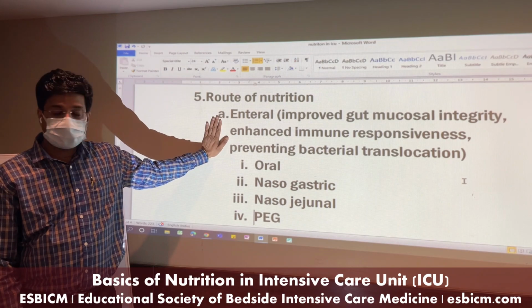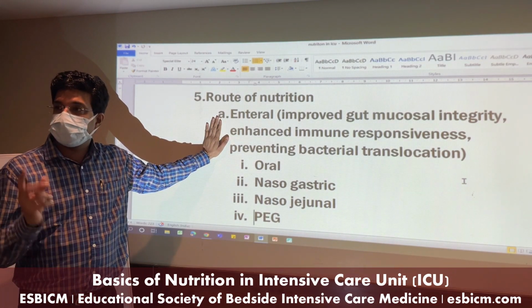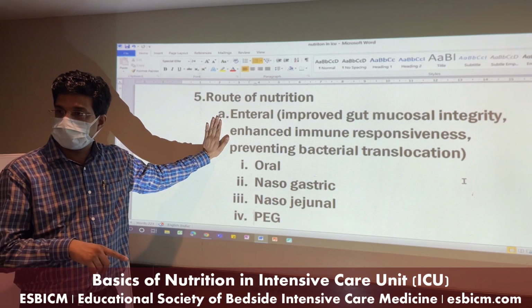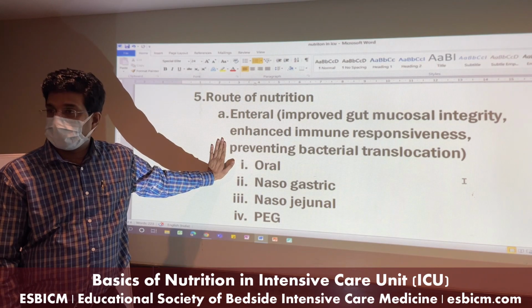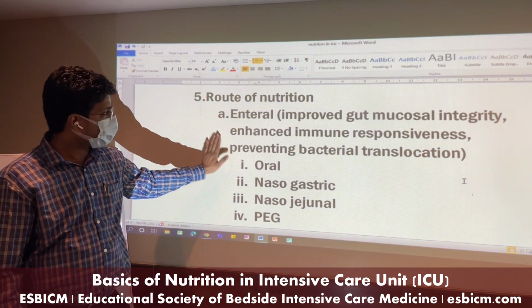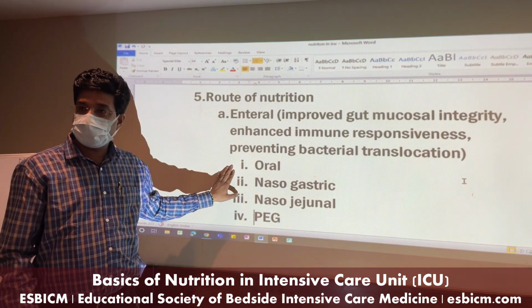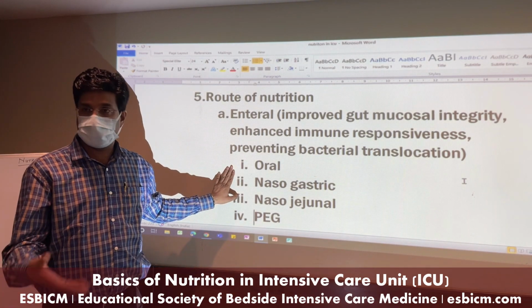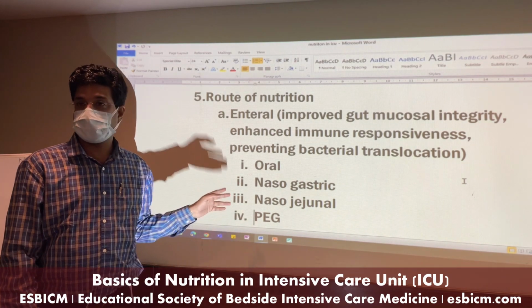So enteral nutrition has non-nutritional benefits also, which is very important in fighting the disease against infection and also not increasing the burden of infection. So the enteral route is preferred. How will you feed? If possible, oral, always orally it should be there. Then next is nasogastric.